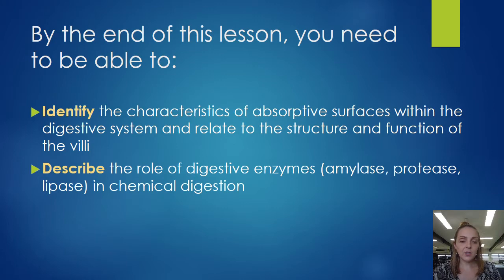By the end of the lesson, you need to be able to do two things. Now, you'll note that there's no particular dot point that's talking about knowing the different structures of the digestive system. However, to understand these dot points well, you need to know the digestive system. So first, you need to be able to identify the characteristics of absorptive surfaces in the digestive system. So primarily, that's looking at the villi within the small intestine.